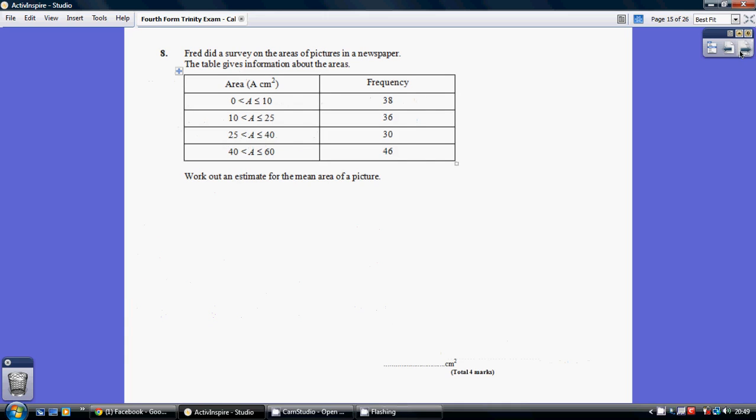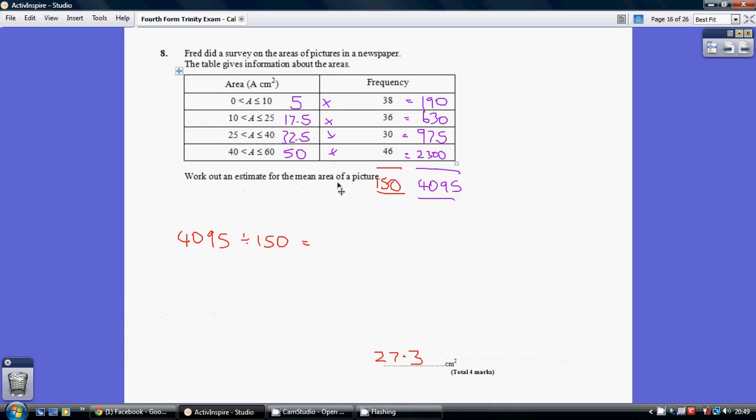Question 8. So estimating a mean. So what we have to do here, we always have the frequency being spread across a range of areas. So starting point is to get a midpoint for each of these areas. So halfway between 0 and 10 is 5, halfway between 10 and 25 is 17.5, etc. How do you do that if you can't just see it by eye? Well, add the two numbers together and halve it. 10 and 25 is 35, halve that, you get 17.5.